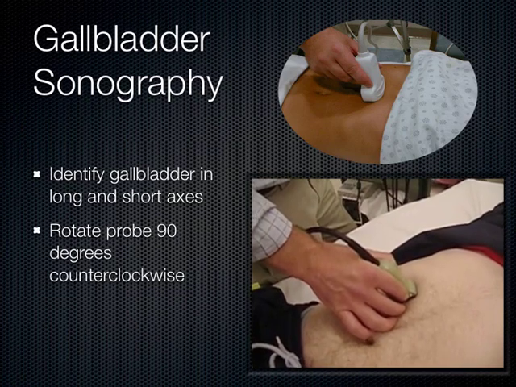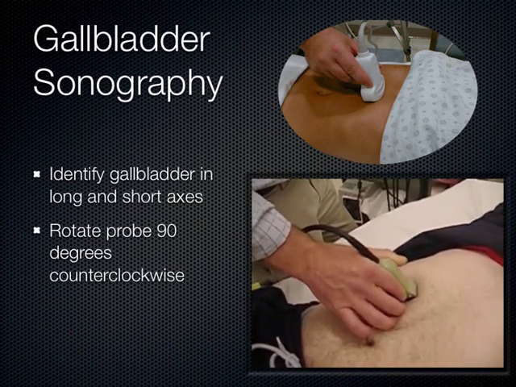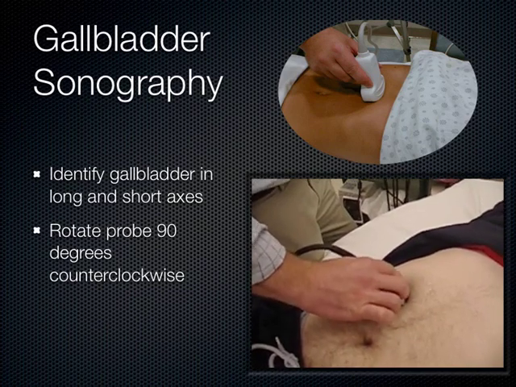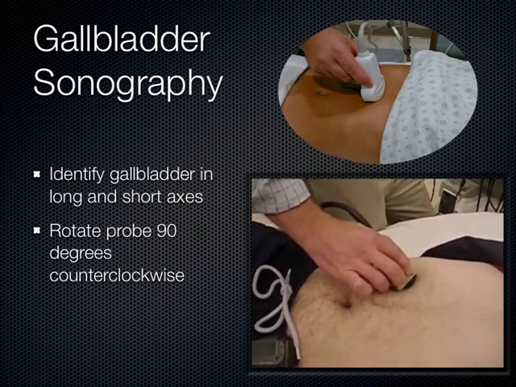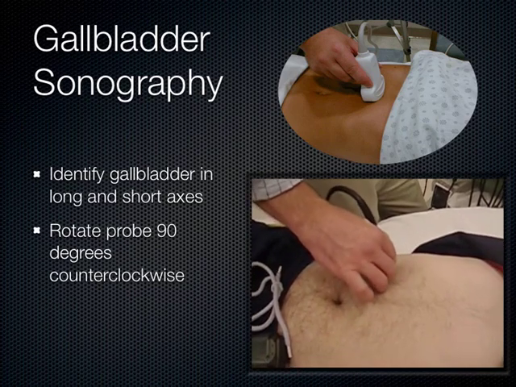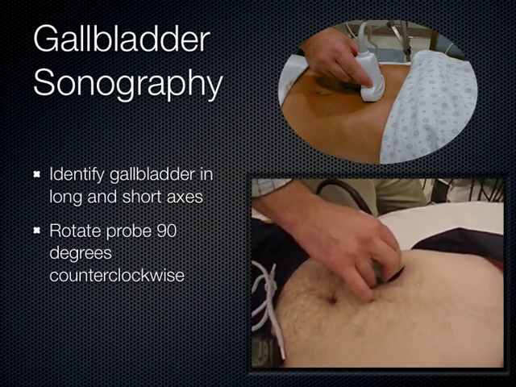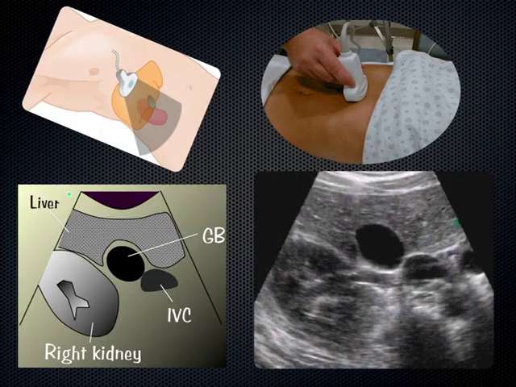After you're done with the long axis, you're going to rotate the probe 90 degrees from whatever axis you're in, like so, and you're going to view the gallbladder in the short axis. Again, you're going to fan through the entirety of the gallbladder, looking for any possible pathology. And so in the short axis, this is what the gallbladder looks like.